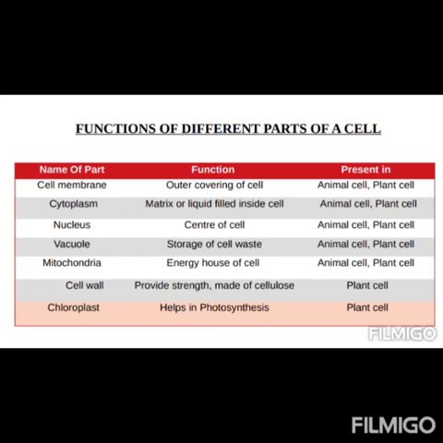Mitochondria, the energy house of the cell, present in both cells. Cell wall, which provides strength and is made of cellulose, is only present in the plant cell. Next is chloroplast, which helps in photosynthesis, present only in the plant cell. So these are the different parts of the cell and their functions.